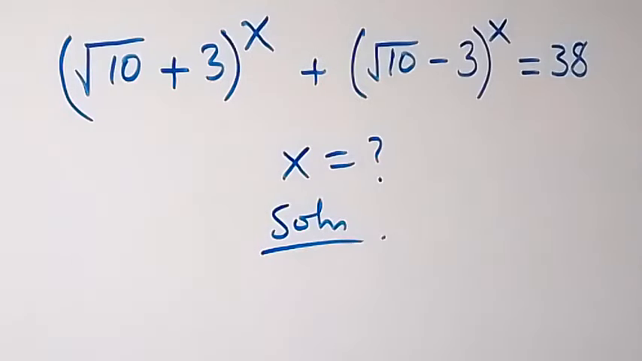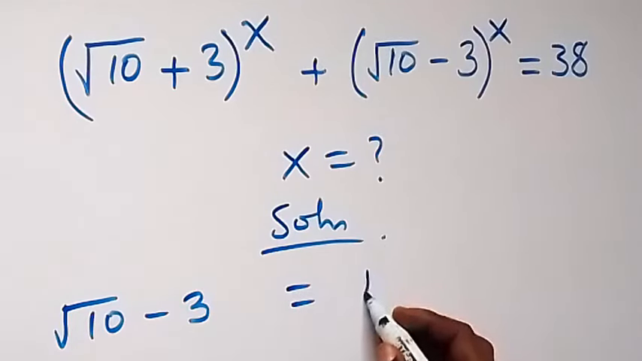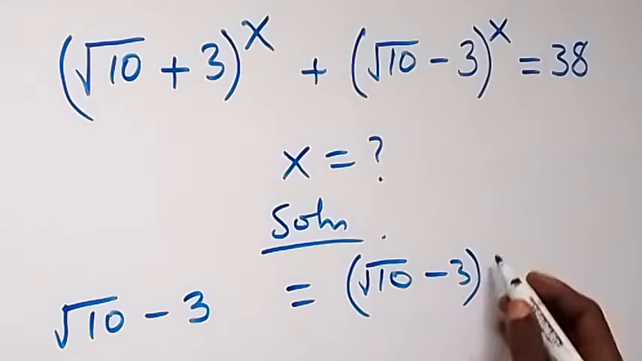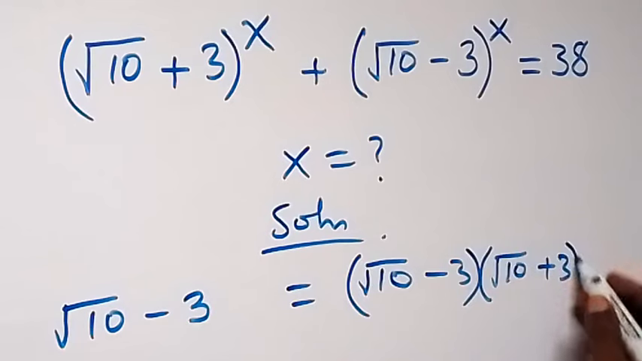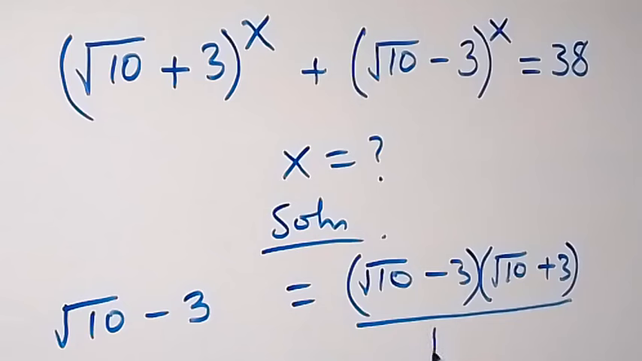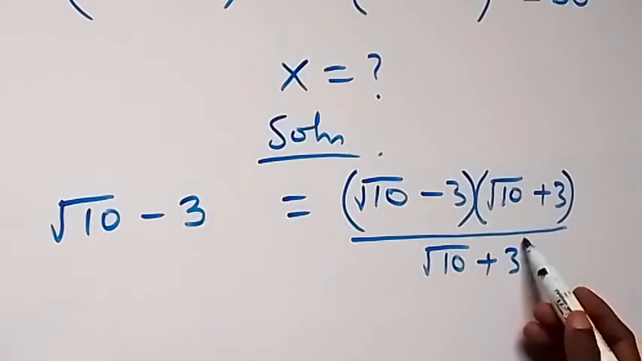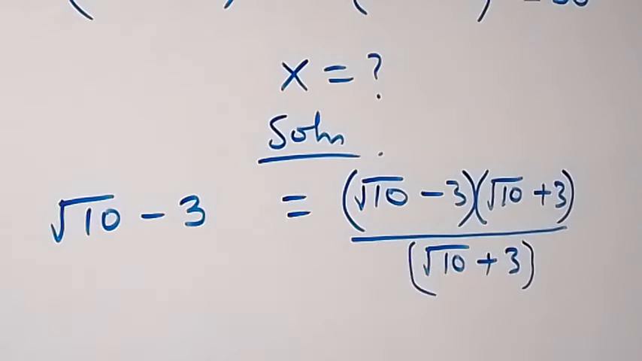What we have here, which is root 10 minus 3, we can equally write this as root 10 minus 3 multiplied by root 10 plus 3, then divided by root 10 plus 3. So this is the same thing as this, because when root 10 plus 3 cancels out, we are still left with root 10 minus 3.